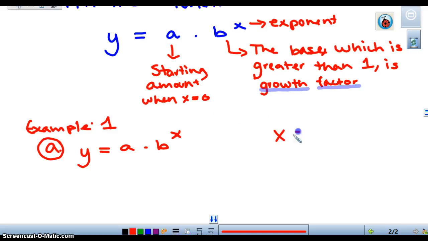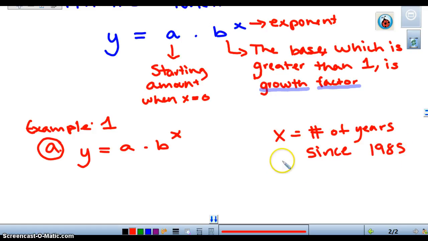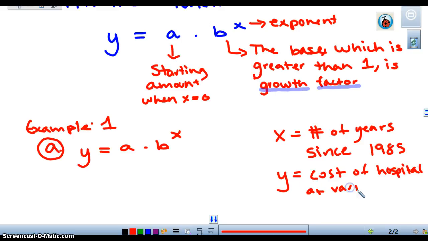So we can say x will be equal to the number of years since 1985, and then we can say y would be the cost of the hospital at different times, right? So depending on what x equals is the different times, the different years. But the cost at different years.